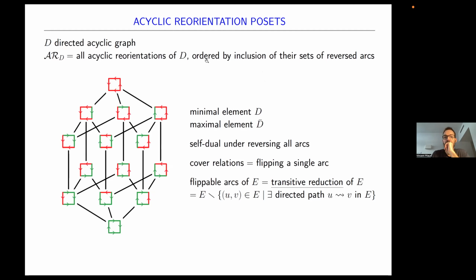And I order these acyclic reorientations by inclusion of their sets of reversed arcs. So at the bottom, the minimal element is just the directed graph I started from. The top element is the graph where I reverse all edges. Of course, it's a self-dual poset because I can just reverse all arcs, and this is a self-duality. The cover relations correspond to flipping a single arc. And this is quite important. Let me tell you which arcs you have to flip.